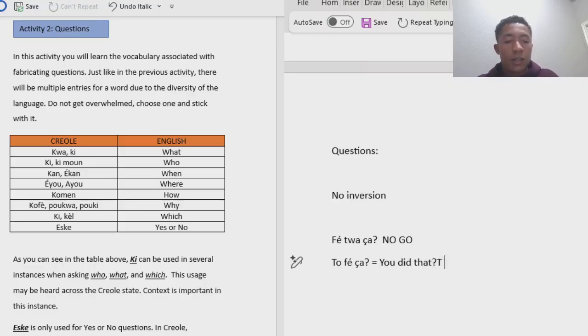Now, the thing that you must notice is that when you ask a question such as this, tu fais ça, your intonation changes. You're using your higher pitch intonation. You actually do the same thing in English a lot of times. You don't always invert your questions. Sometimes you ask, you did that? Or, if you want to ask a yes or no, est-ce que tu fais ça? Did you do that?